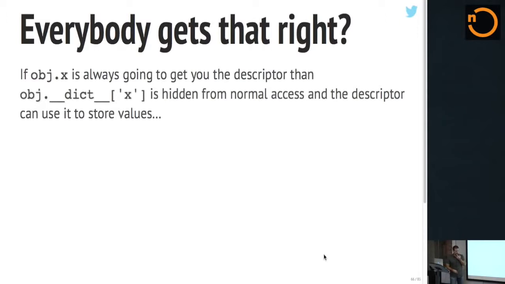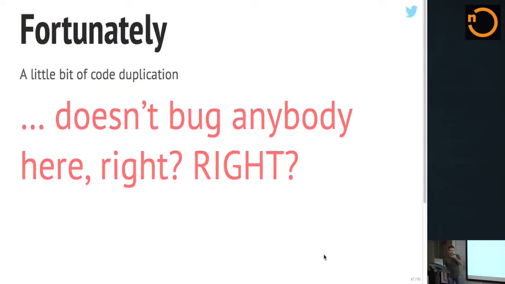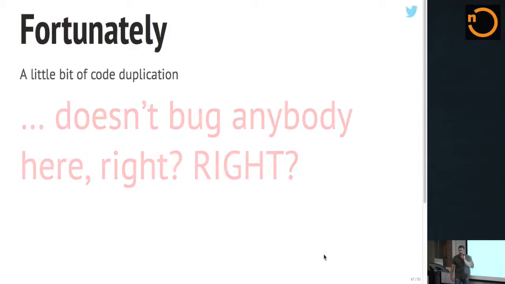So you get why that works, right? If you say object.x, normally you'd get the stuff stored in the object's dictionary, but since you have a descriptor, you don't. It's kind of hidden. So it's okay if the descriptor uses object.__dict__.x. Nobody else is going to be able to get to that value without explicitly referencing the dictionary. So that would be a safe thing to do. The only thing is you've got a little code duplication. And fortunately, that doesn't bug programmers. A little duplicated code, it's fine. So nobody cares. That solution works fine.